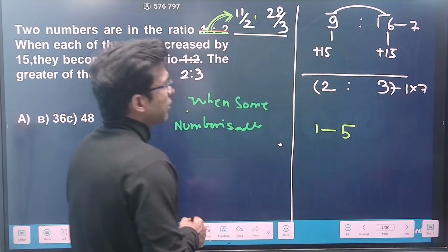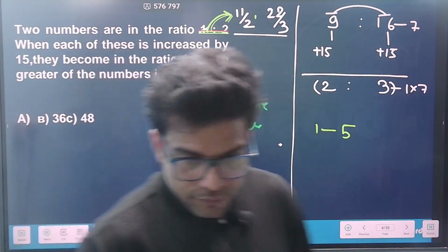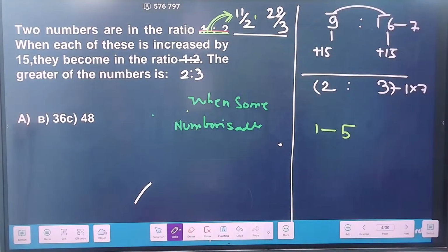Now they're asking about the greater number. How can you figure it out? Come on, say. Anyone in the class? Can you solve till now? Come on, guys, say fast. Did I make the ratio equal? You would say yes, I made the ratio equal now.